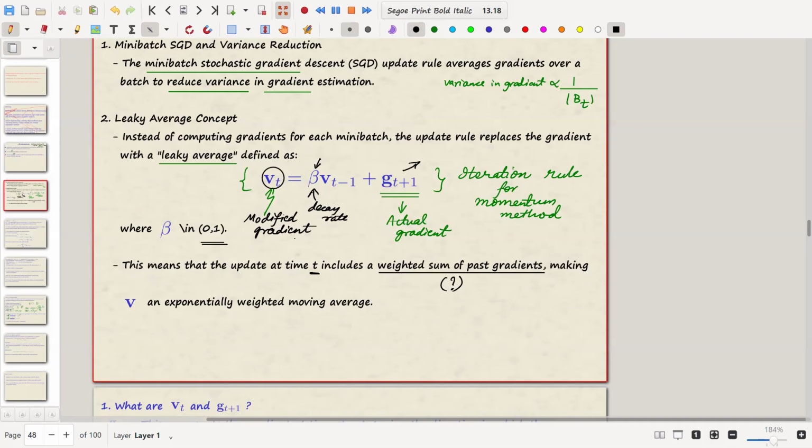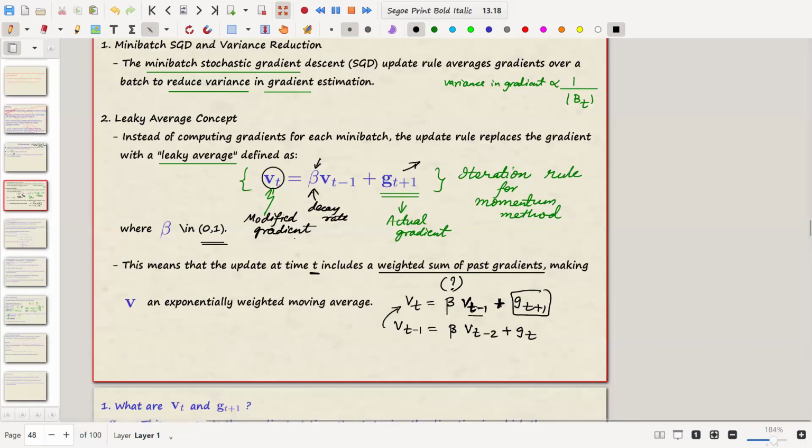So Vt equals beta Vt minus 1 plus Gt plus 1. This is the actual gradient I have taken, and I have added a past gradient here, that is Vt minus 1, and multiplied a beta in front of it. Now, what is Vt minus 1? Vt minus 1 is equal to beta Vt minus 2 plus Gt, isn't it? Is it clear?